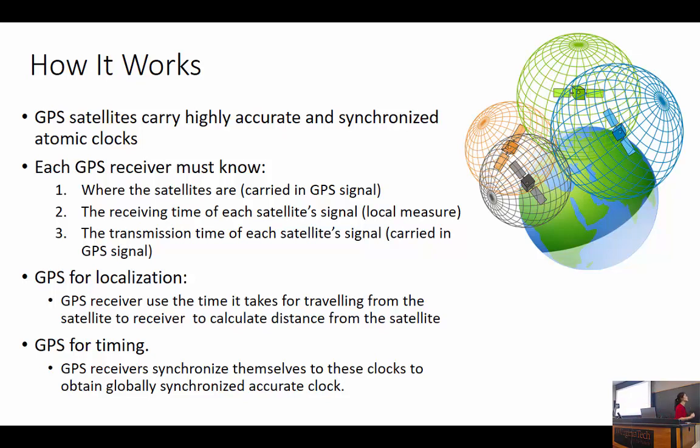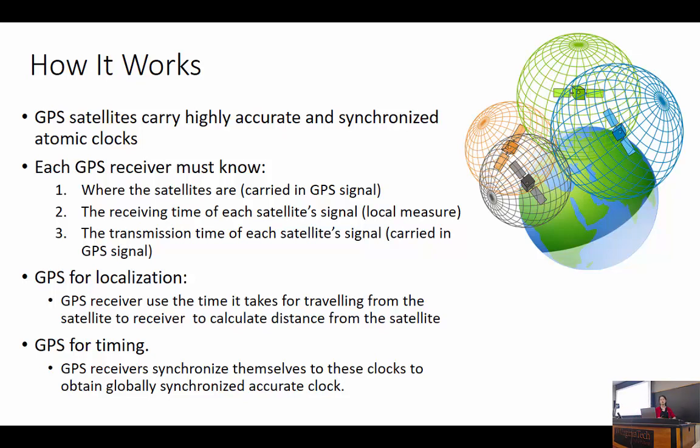Each satellite, when it transmits its signals, puts in timestamp information about when it transmitted a particular signal. So that's a very high level idea. Of course, the details will be slightly different, but that's the concept. And when the GPS receiver knows those 3 things, either by decoding the received GPS signals or by local measurement, then it can use the time of travel it takes for the satellite signals to reach the receiver to calculate its distance to each of the satellites. And then it can use that distance information to localize itself.